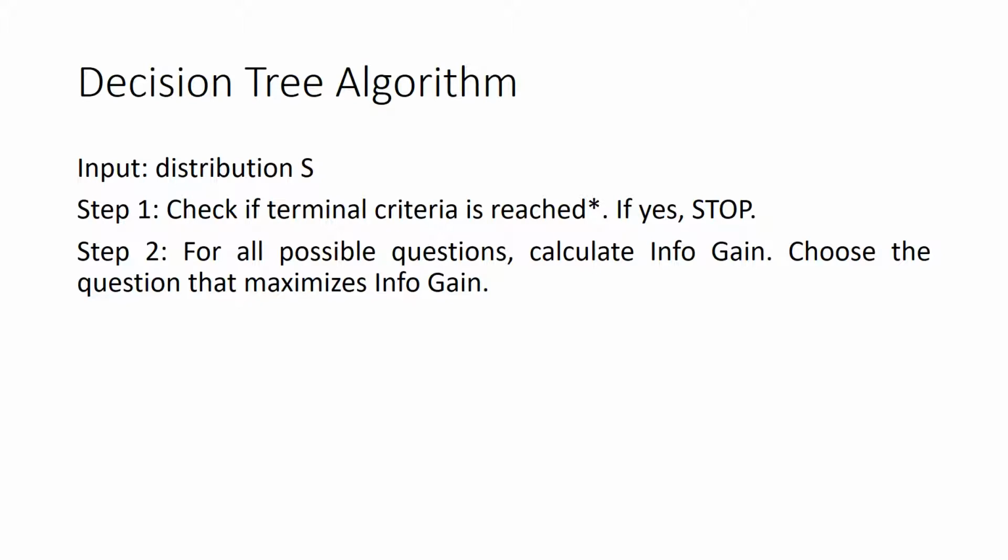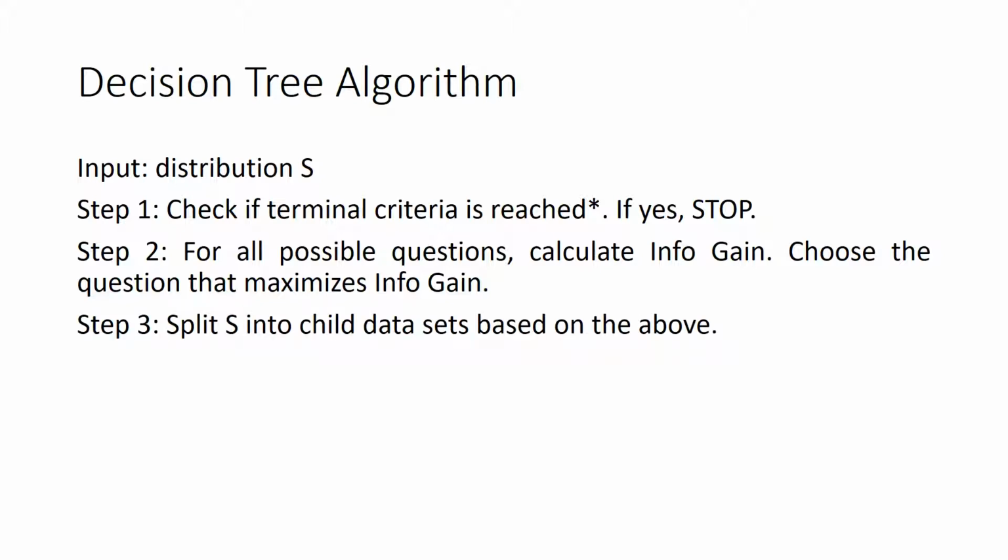Now you may ponder, what do I mean by all possible questions? What is the universe of all possible questions? Bear with me for a minute. That's what we're going to discuss in the next slide. But assuming you know what kinds of questions can be asked about this distribution, you can figure out the information gain for each possible question, and then all you need to do is choose the question that maximizes this information gain value.